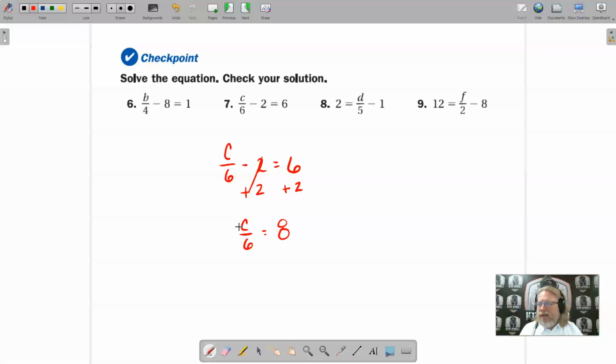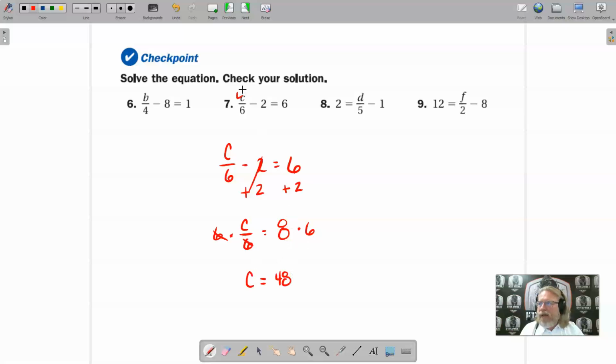Next, we have to consider the relationship between the c and the 6. Well, it's a fraction, so it's division. The opposite operation is multiplication. We're going to multiply by the very number we wish to get rid of. And what we do to one side, we're going to do to the other. The 6's are going to cancel each other, leaving us with just c. And 8 times 6 is indeed 48.